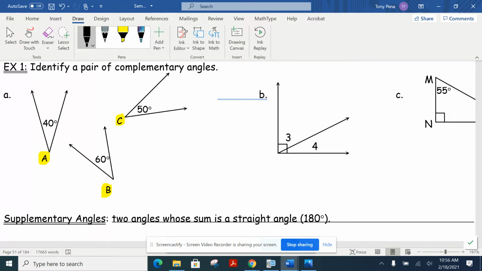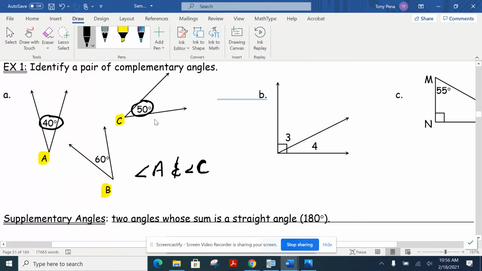If we look at these three, the only combination of angles that add up to be 90 degrees is angle A, which is 40 degrees, and angle C, which is 50 degrees. If we added those up, 90 degrees, those would be considered complementary angles. And that's all we're doing with that right now.